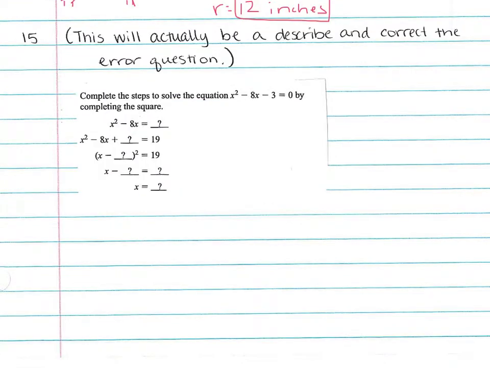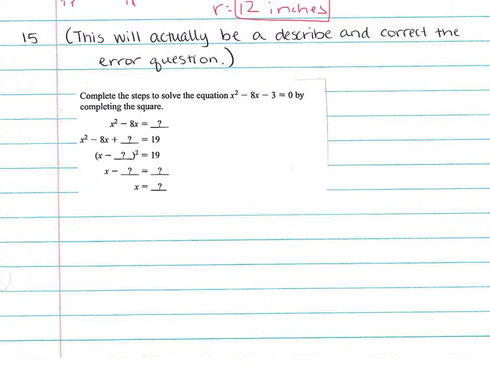For number 15, this question is not exactly as it will appear on your test, but this is a describe and correct the error type of question on your test. But we're going to go through this problem. It'll be similar to the problem that you see on your test. Complete the steps to solve the equation x squared minus 8x minus 3 equals 0 by completing the square.